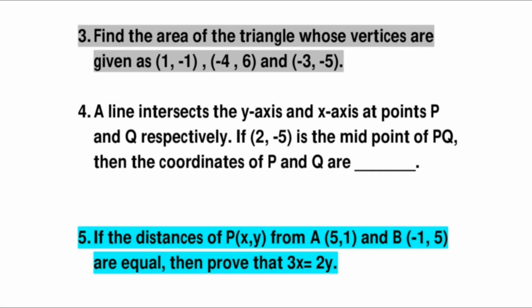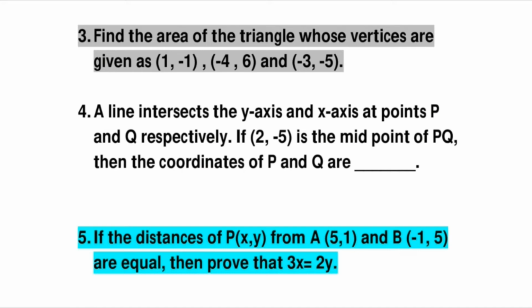Look, the line intersects the y-axis at the point P, so therefore the x-coordinate will be 0, and the line intersects the x-axis at the point Q, so the y-coordinate of the point Q will be 0, and it is given that (2, -5) is the midpoint of PQ. So apply the section formula for midpoints, and remember the x-coordinate of P will be 0 and the y-coordinate of Q will be 0.